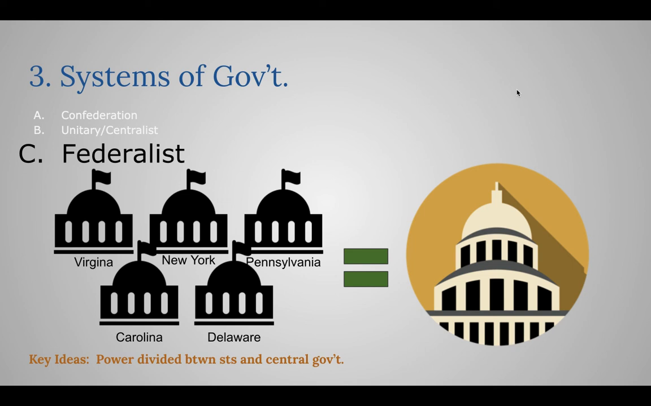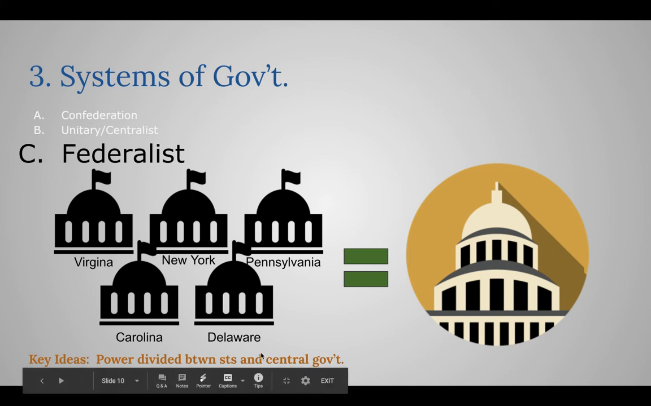And so it's important that you understand that the federalist system is really about dividing power between a central government and the state governments. But neither is subservient. They're both kind of equal. Okay. And so these are just the systems of government that I wanted you to understand.